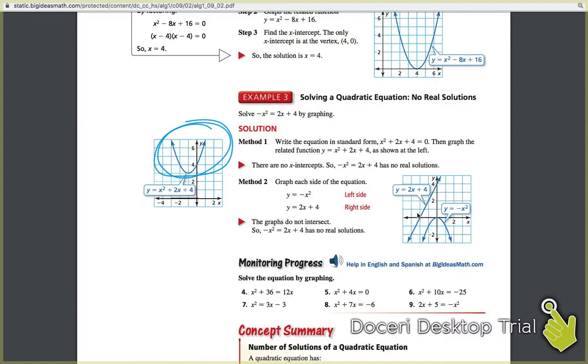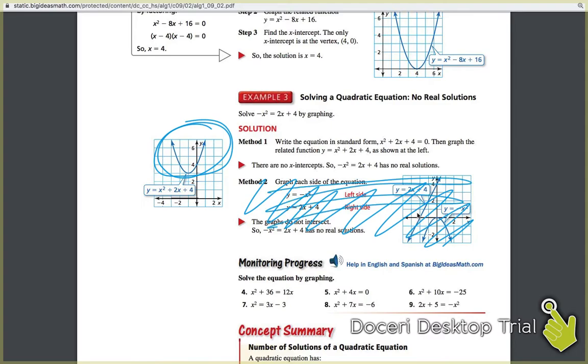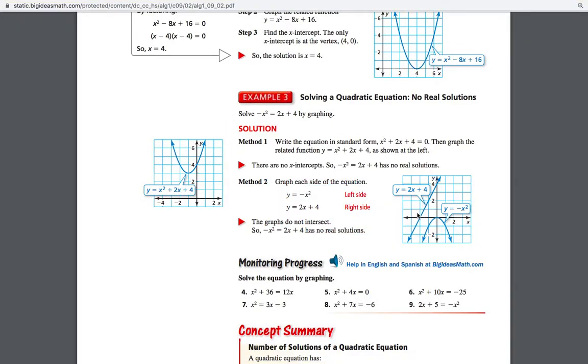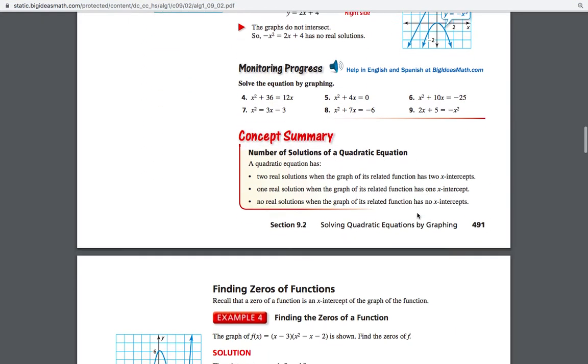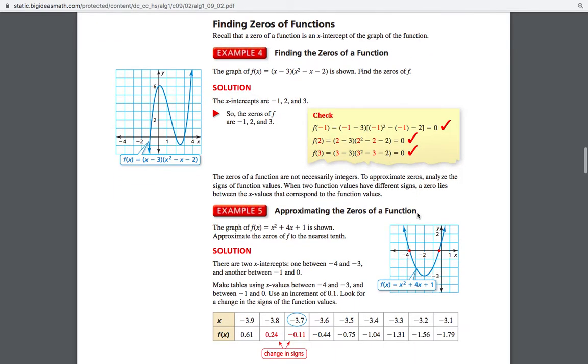You'll notice that they talk about a second method, graphing each side. I don't want you to even worry about that, okay? Just ignore that completely, and things will be a whole lot better for us. So really, we're only going to concentrate on those 3 examples. Actually, sorry, one more example. We're going to look at example 4, finding the zeros of a cubic function.